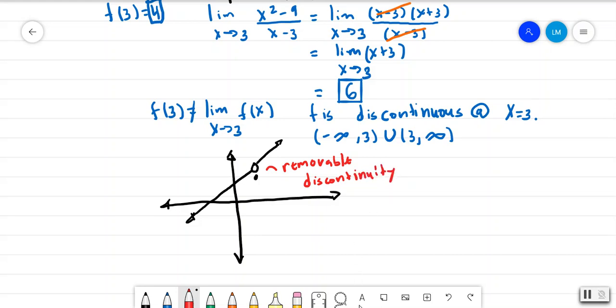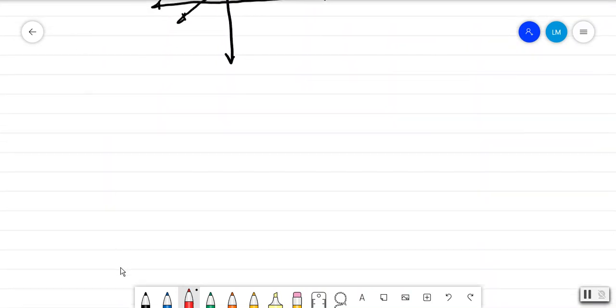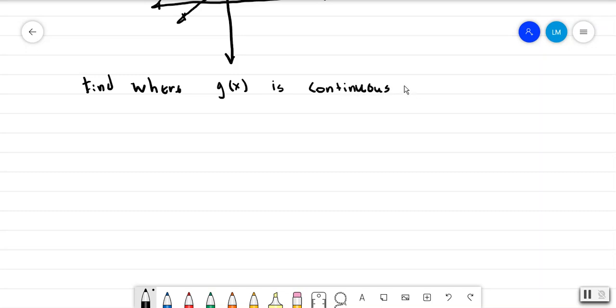Okay, so let's look at another example where we can apply these different rules. So let's say that we want to find where g of x is continuous. Where it's continuous at.